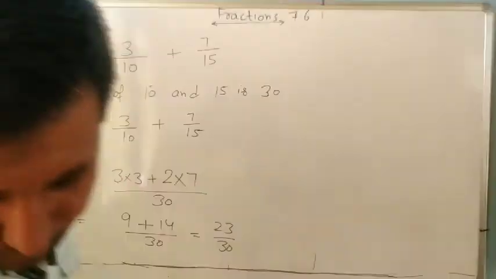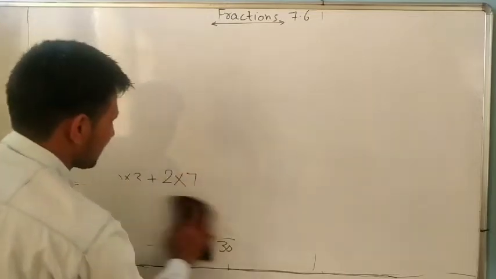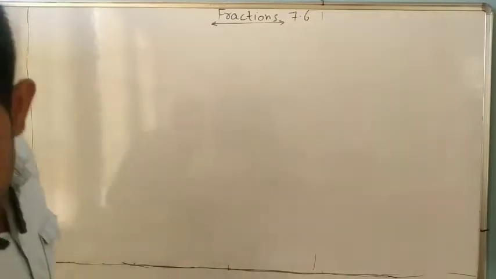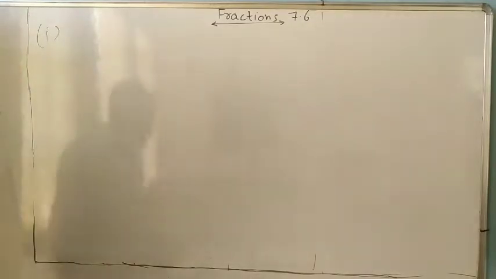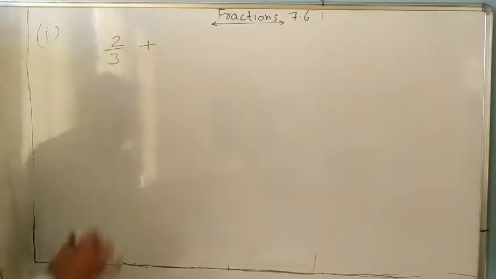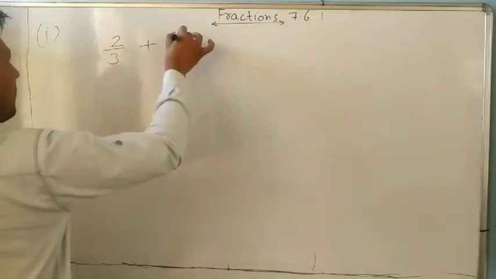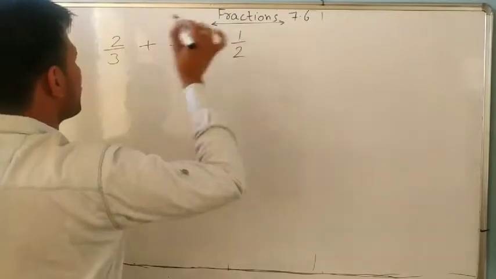Next part. All parts are the same. You can do it yourself. Okay, so the next part is part I. What is 2 upon 3 plus 3 upon 4 plus 1 upon 2.